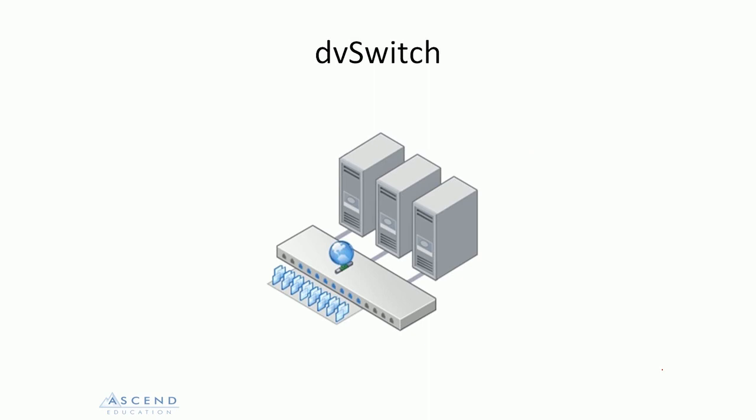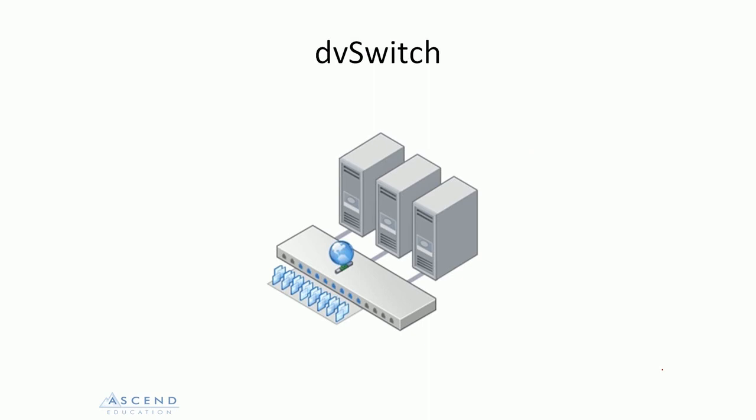A distributed vSwitch, or VD switch, is different. Instead of being defined at the host level as a standard vSwitch is, a VD switch is defined at the data center level. This means that one VD switch can encompass multiple ESXi hypervisors, allowing all the VMs running on those hypervisors to be connected to the same VD switch. A graphical representation of what this configuration looks like is shown here.